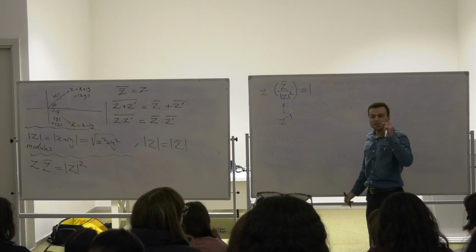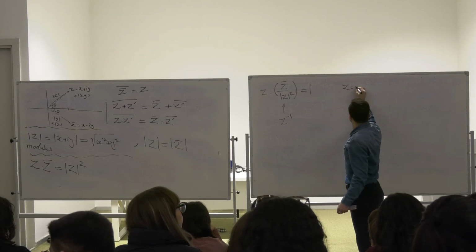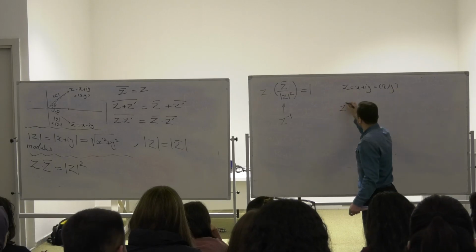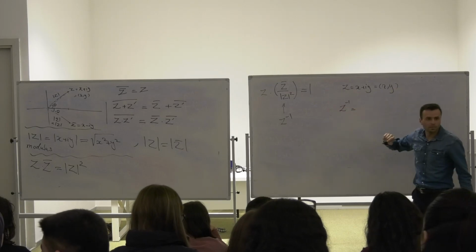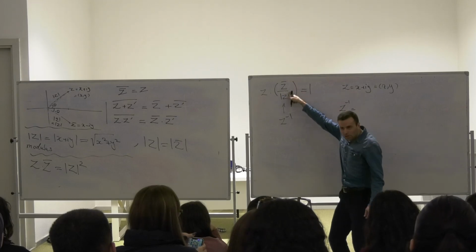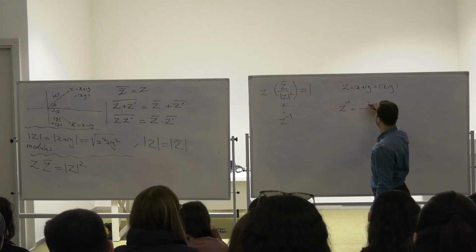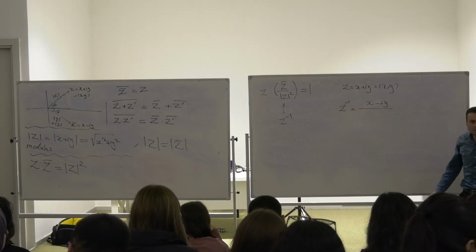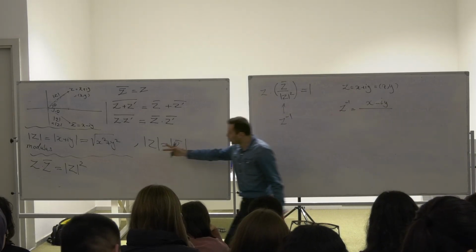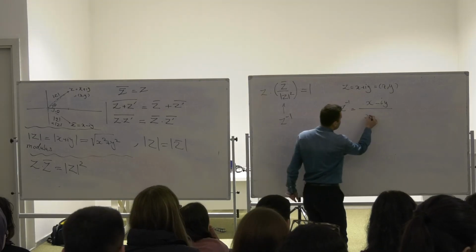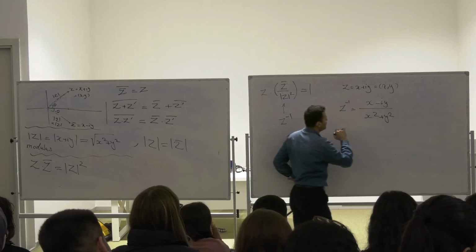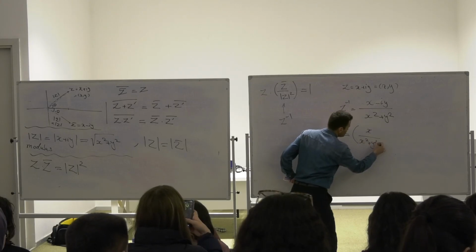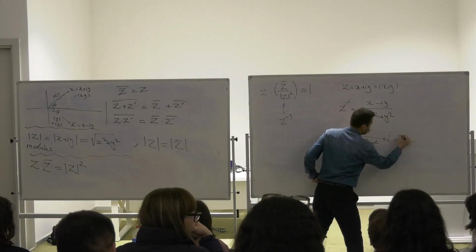Good. We are also looking, if this is our x plus iy, or (x, y), how can I write the inverse of z? What is this? The conjugate of z. The conjugate of z is what? x minus iy divided by what? This to the power of 2, which is going to be x to the power of 2 plus y to the power of 2. Which means that I can write this as plus I times minus y.